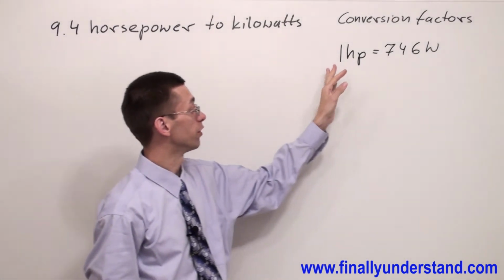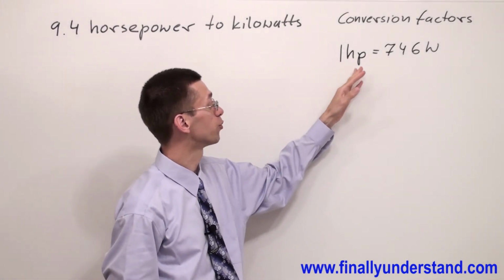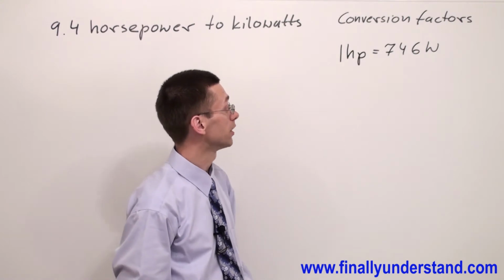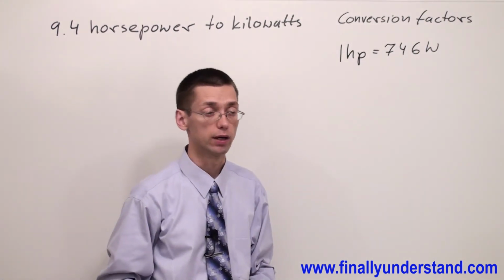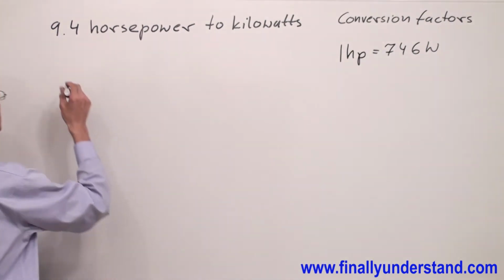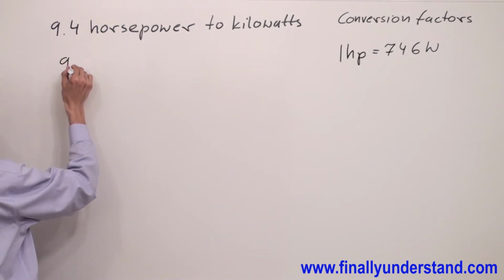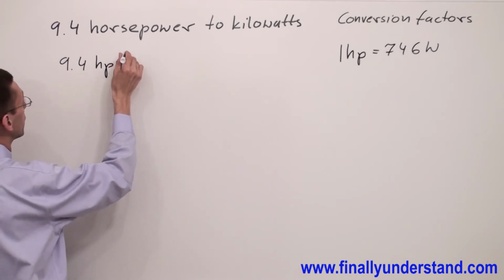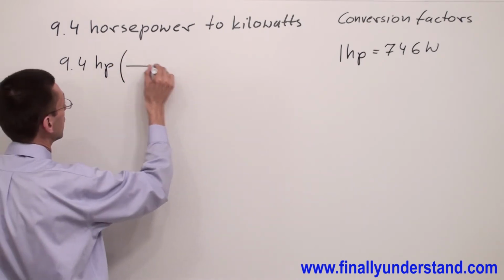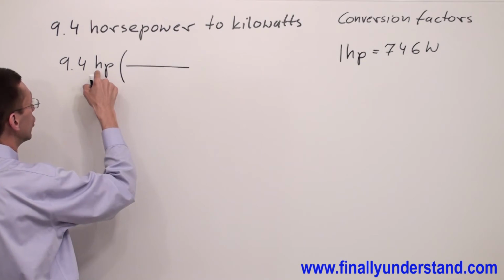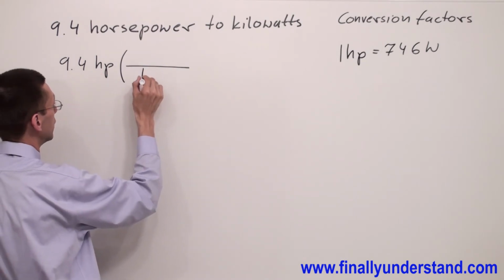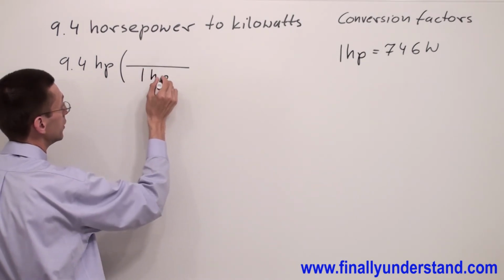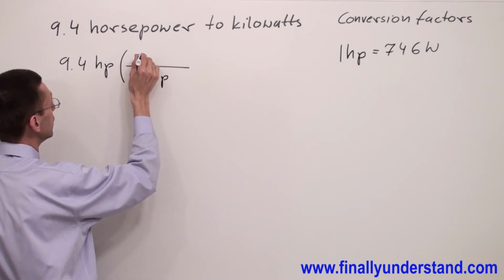9.4 horsepower, we have to convert to kilowatts. I have a conversion rate which says 1 horsepower is equal to 746 watts. That's why I'm going to write 9.4 horsepower, and I want to eliminate horsepower. That's why I'm going to write horsepower in the denominator and watts in the numerator.